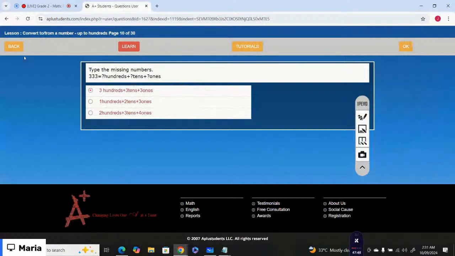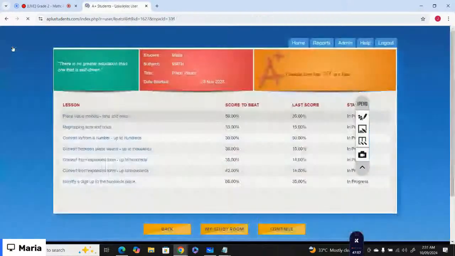Okay, you can complete the lesson by yourself later today. Let me just move on to the next lesson. And the next lesson is convert between place values up to 2000. So let's just start with the next lesson.